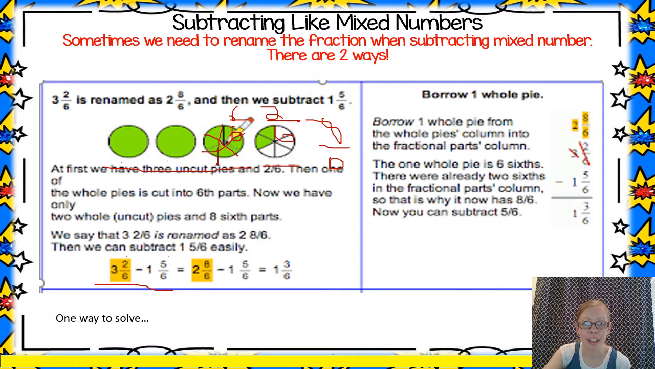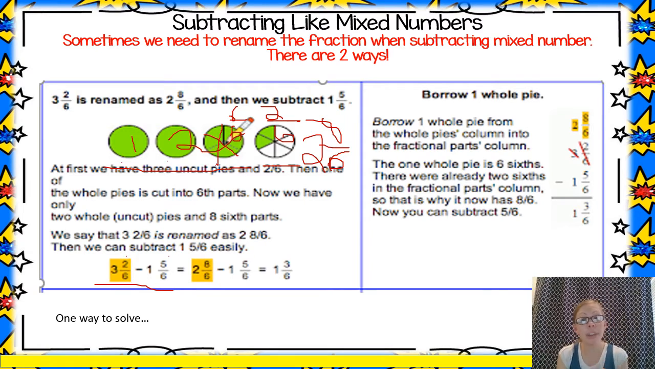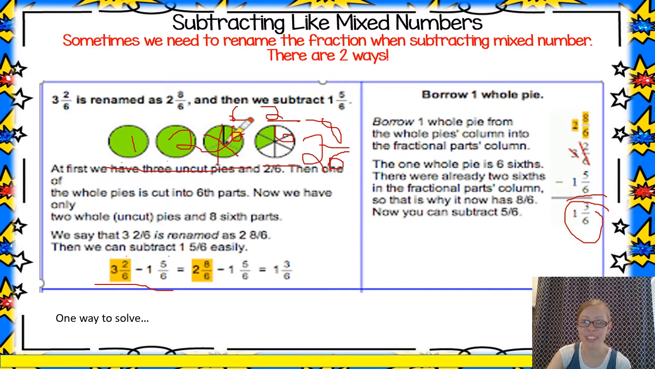So I still have 2 whole pies, 1, 2 here. So I have 2 and 8/6 all together. It means the same as 3 and 2/6, but now it's written in a form that I can easily subtract 1 and 5/6 to find my answer. 8/6 minus 5/6 equals 3/6. 2 minus 1 equals 1, giving me my final difference here.